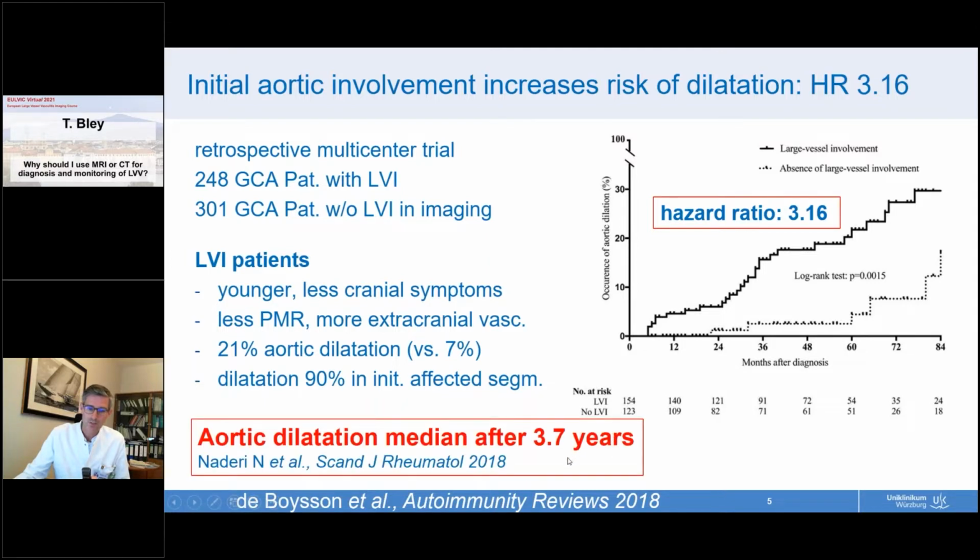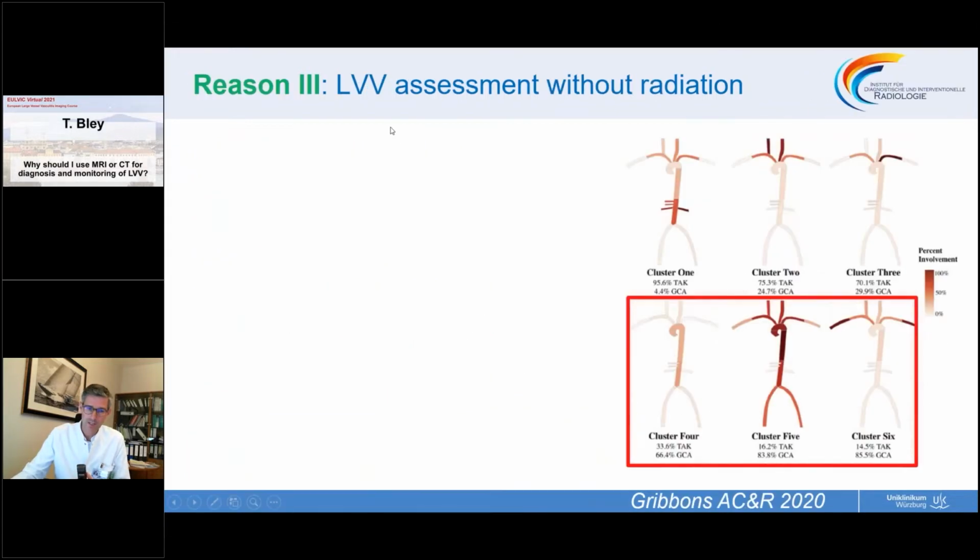And a Scandinavian study supports this finding, and they found that it took about 3.7 years in the median for developing aortic dilatation. So reason number 3, large vessel vasculitis assessment is possible even without radiation. And if you look at this graph that shows different clusters of Takayasu and giant cell arteritis patients, and we want to focus on the giant cell arteritis group, 83.8% had this distribution pattern. You can see what we have discussed earlier this afternoon. It's the aorta and the supraaortic branches that are very often involved.